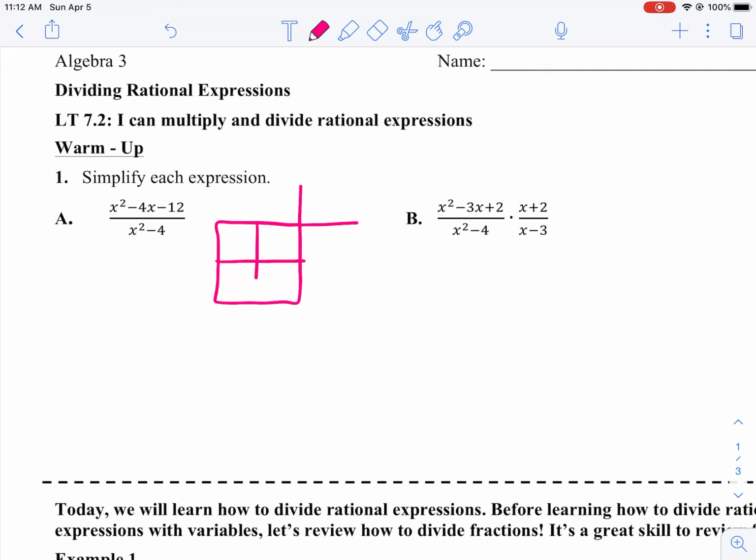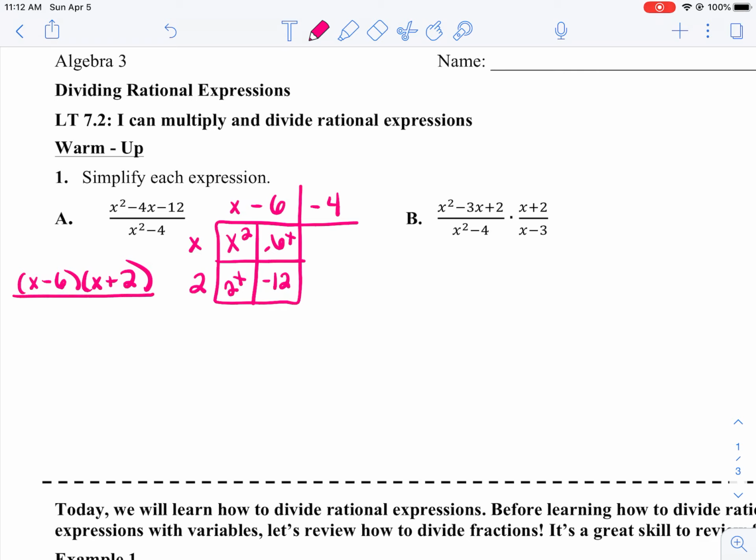To factor the numerator, we need two numbers that multiply to negative 12 and add to negative 4. Some of you like to use the diamond instead of the area model. Again, whatever method you like to factor is fine. So we can use negative 6 and positive 2. Those multiply to negative 12 and add to negative 4. If we look at the first row, we take out an x, and we know this is x minus 6, and then we get x plus 2. The numerator factors into x minus 6 times x plus 2.